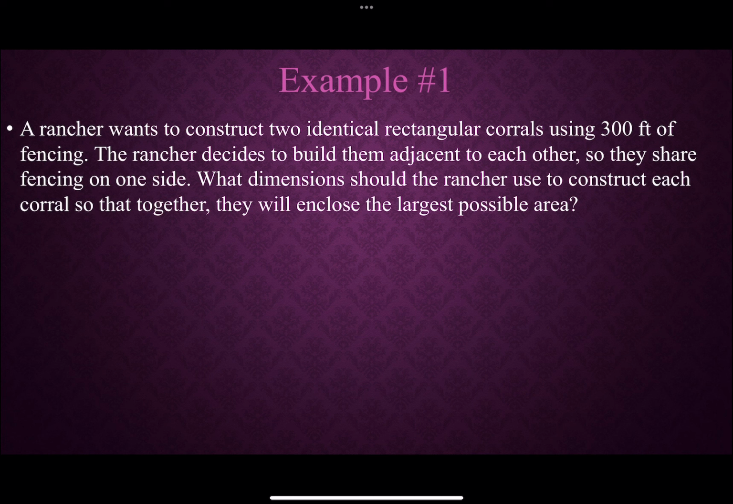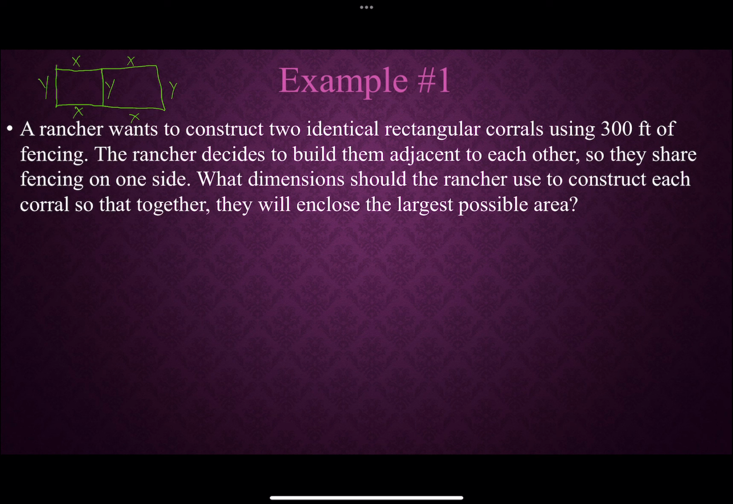So first up, we have a rancher who wants to construct 2 identical rectangular corrals using 300 feet of fencing. The idea is they're creating 2 rectangular corrals side by side, so we have a shape like this. They're next to each other, so they're sharing that fencing there. We share a side, saving on fencing. They want to know what dimensions we should use to construct a corral so that together we'll enclose the largest possible area. We'll call these vertical components y's and these horizontal parts x's.